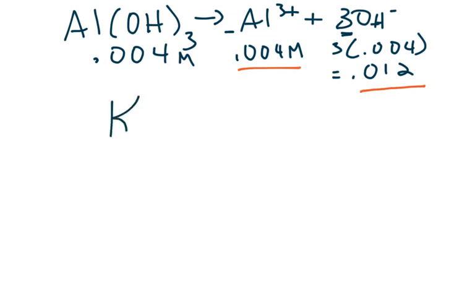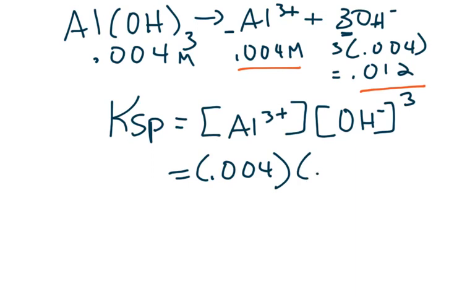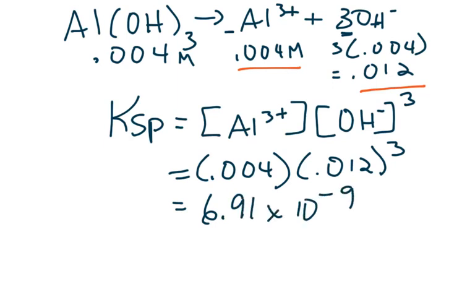So again, we write the KSP expression, which is always our ions, Al3+ times OH-. Now remember, because we have a 3 in front, that becomes an exponent in our KSP expression. So you stick the numbers in, do the math, and you should get 6.91 times 10 to the negative 9. Now remember, when you're doing these problems, you should be trying them on your own to make sure you get that answer in your calculator.